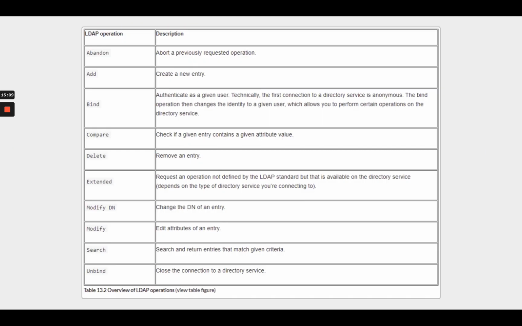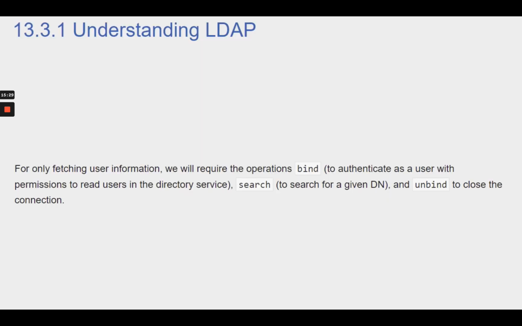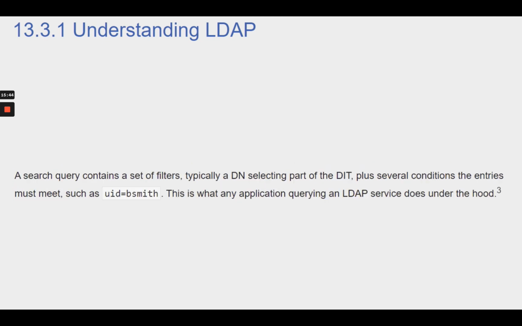Now that we know the main components of a directory service and how information is stored inside, what exactly is LDAP and how does it connect with a directory service? Just like SQL provides certain statements such as select, insert, update, and delete, the LDAP provides a set of operations on a directory service. Table 13.2. For only fetching user information, we will require the operations bind to authenticate as a user with permissions to read users in the directory service, search to search for a given DN, and unbind to close the connection.